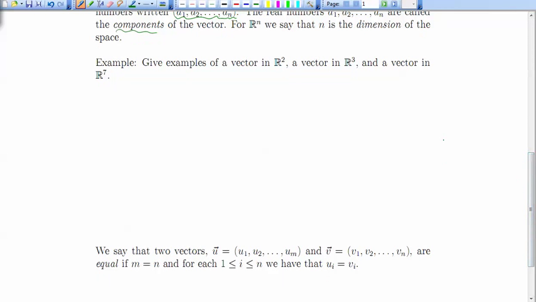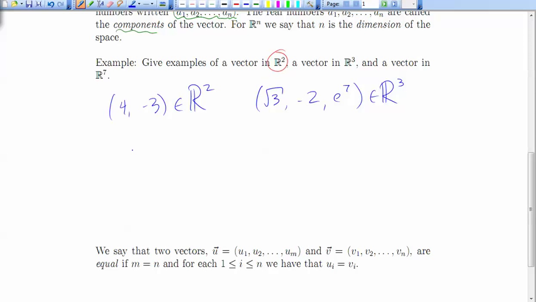So for instance, if we have R2, we've used that notation before, I believe, it's the Cartesian plane. So if I have a vector in R2, I might have, say, (4, -3). This is a vector in R2. For R3, it means I've got 3 real components. Let me start to get fancy a bit here. There's all sorts of numbers that are real numbers. So there's a vector in R3, and of course R7 just has 7 components for all its vectors.